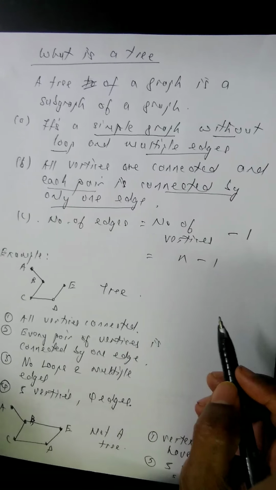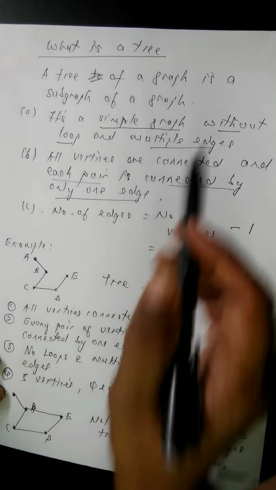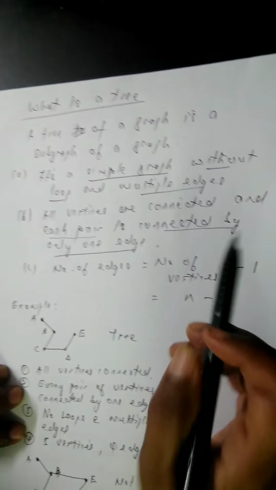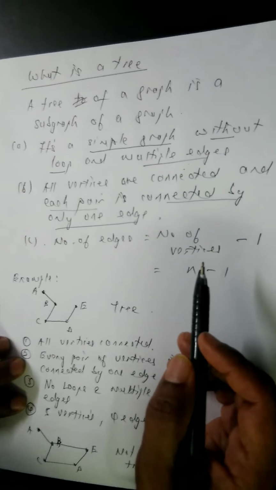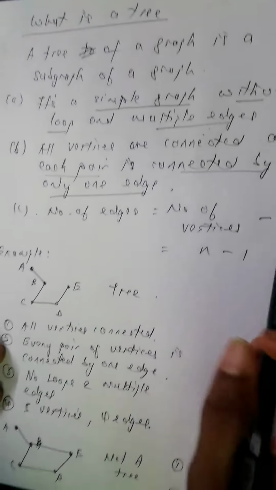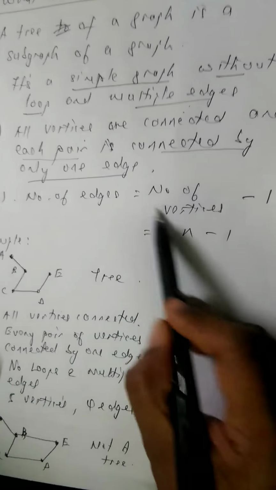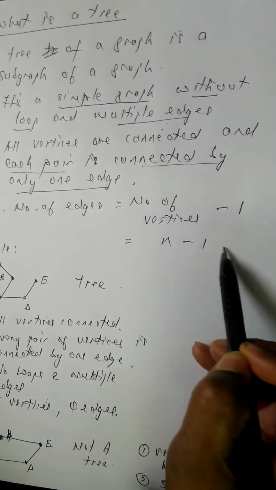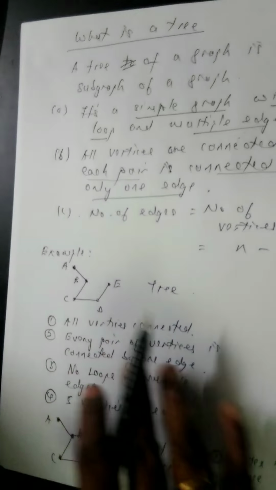Meaning, just now we saw a subgraph. A subgraph can actually have loops and multiple edges, but when you talk about a tree, we've got no loops and no multiple edges. Each vertex is only connected by one edge. The third one is the number of edges in your tree will be the number of vertices minus 1. So if the number of vertices is n, it's n minus 1 edges.